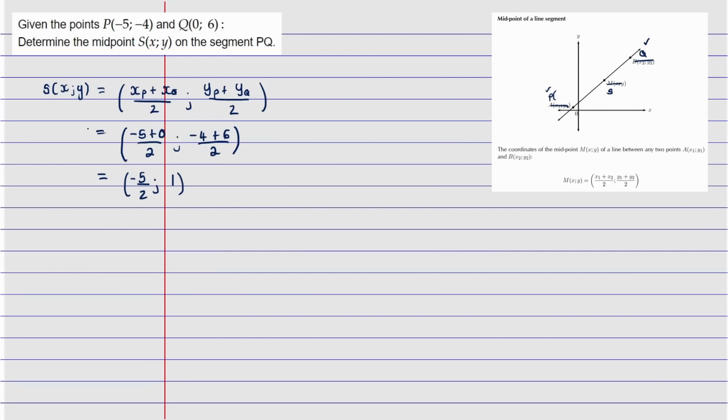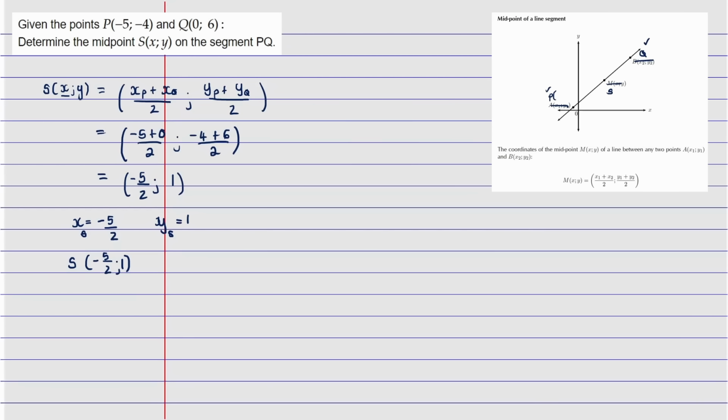So here, do you see the fact that this x of S is basically equal to -5 over 2, then y of S is equal to 1. So meaning S, the coordinate, right, is basically equal to (-5/2, 1). So that's how you would find the midpoint of this line, right?